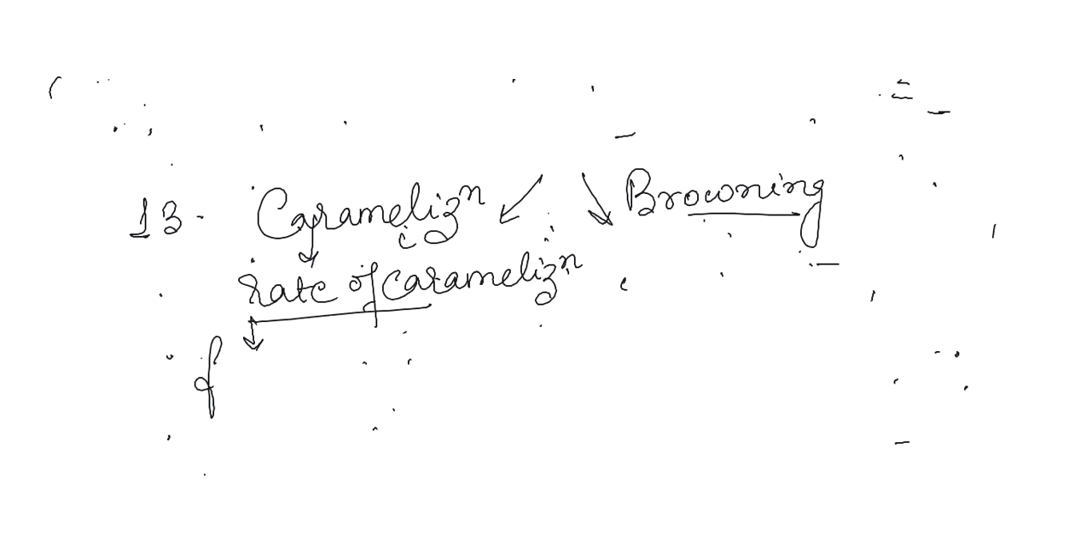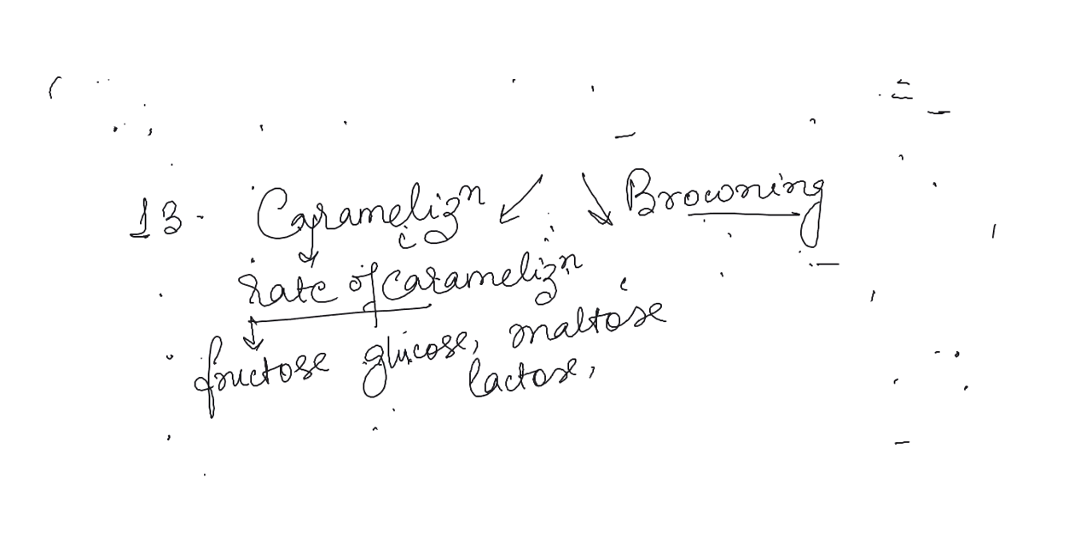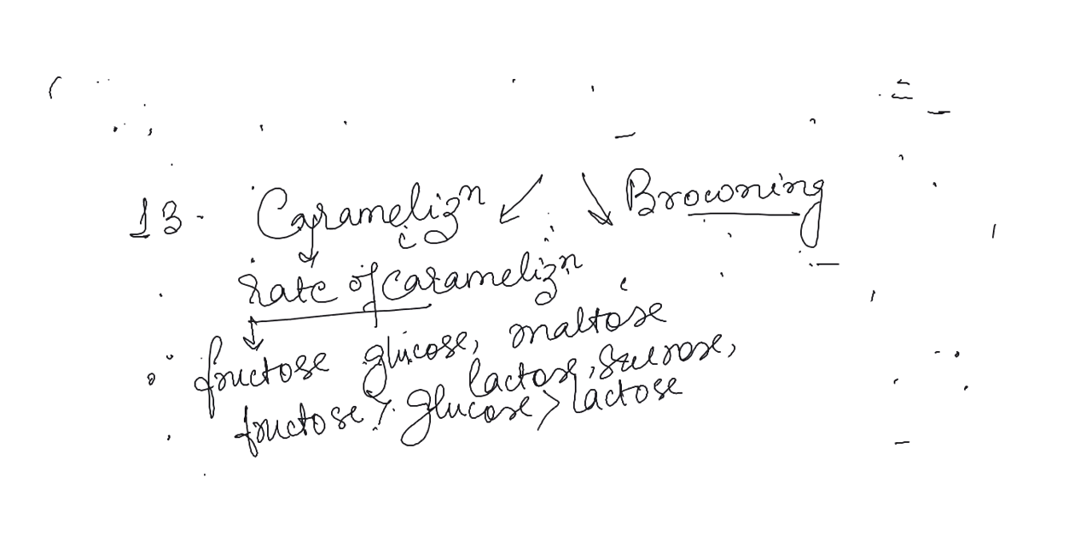So suppose we have fructose, glucose, maltose, lactose, sucrose, all these. If I have to say which one, in the rate of caramelization, will go first for caramelizing, that is fructose. First will come fructose, followed by glucose, followed by lactose, followed by maltose, then sucrose.